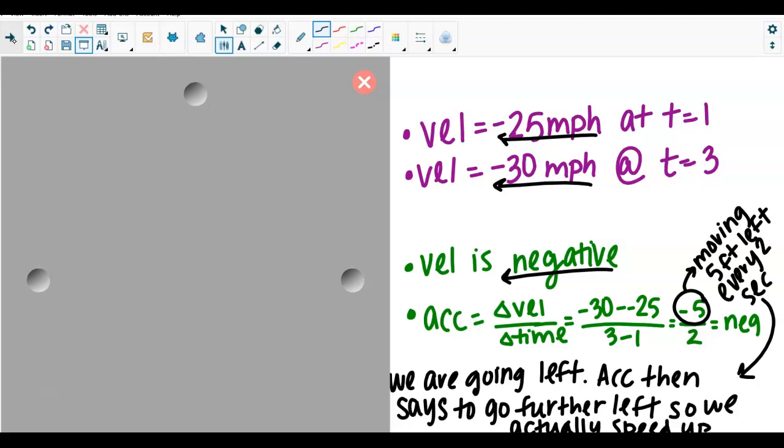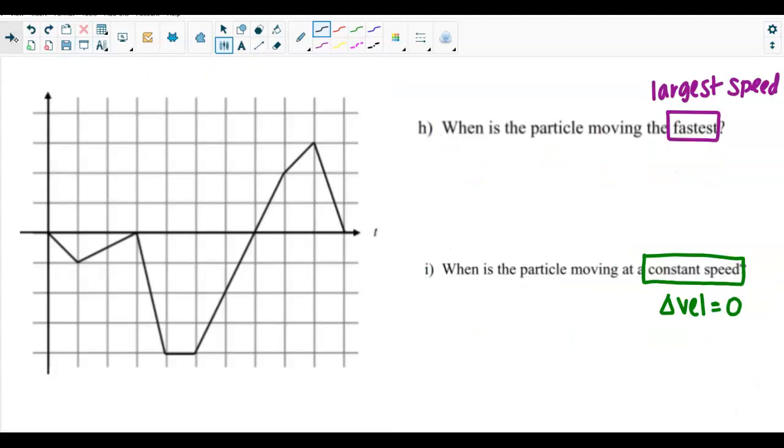Lastly, with this, when is the particle moving the fastest and when is it at a constant speed? So the fastest just means the largest speed. So remember, speed is the absolute value. Speed is the absolute value of velocity. So it actually doesn't care about the sign here, just what has the highest number.